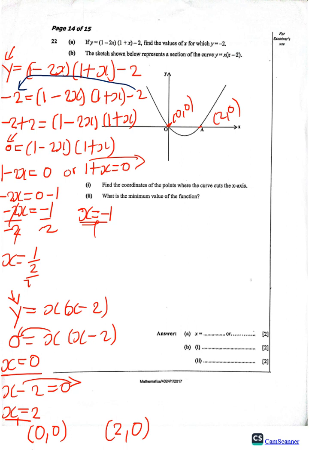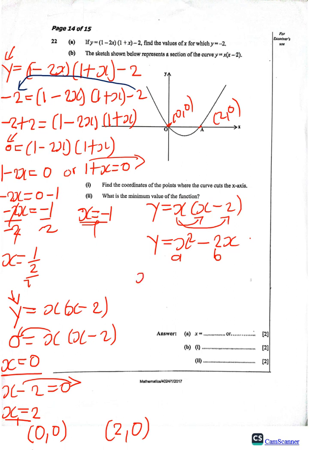Then Roman numeral 2: what is the minimum value of the function? For us to find the minimum value, let's expand. So y is equal to x times (x minus 2). We are going to expand this: y is equal to x times x, which is x squared, minus x times 2, that is minus 2x. So we have formed a quadratic equation where we have our a, our b. To find the minimum value, we can use the formula b squared minus 4ac. Now since we don't have the c value, the constant, let's find the value of the x coordinate for the turning point.